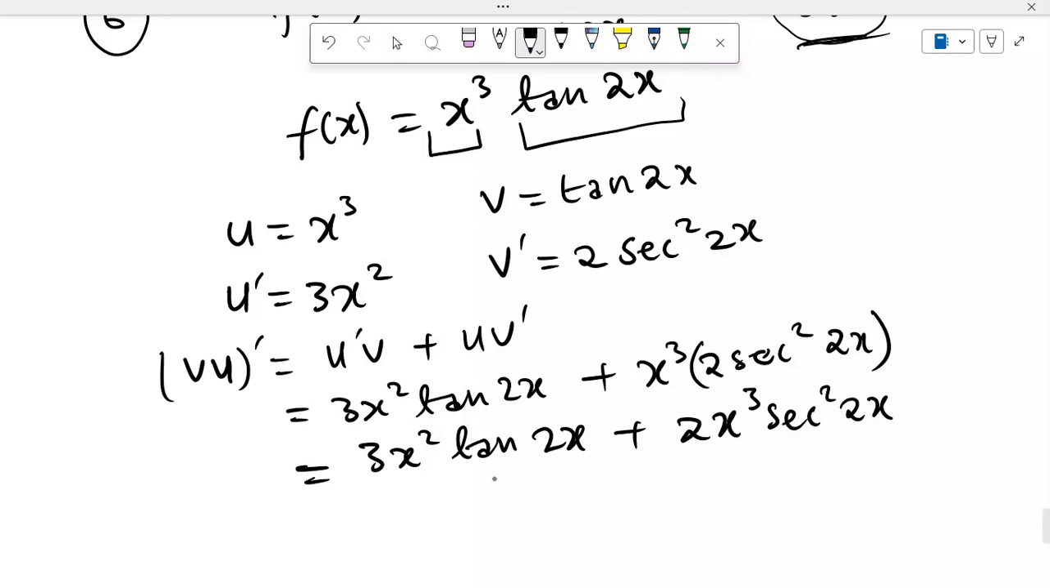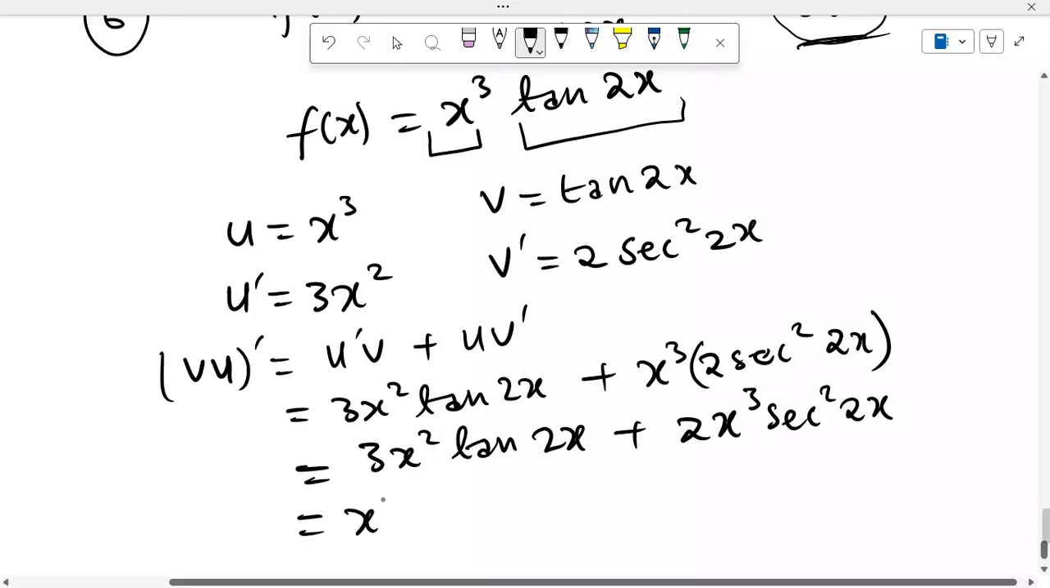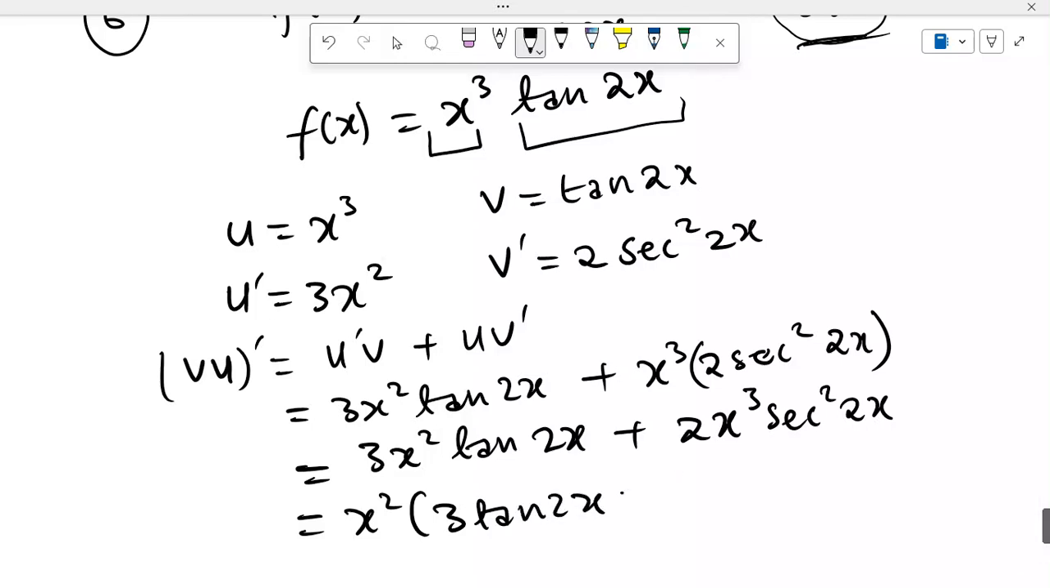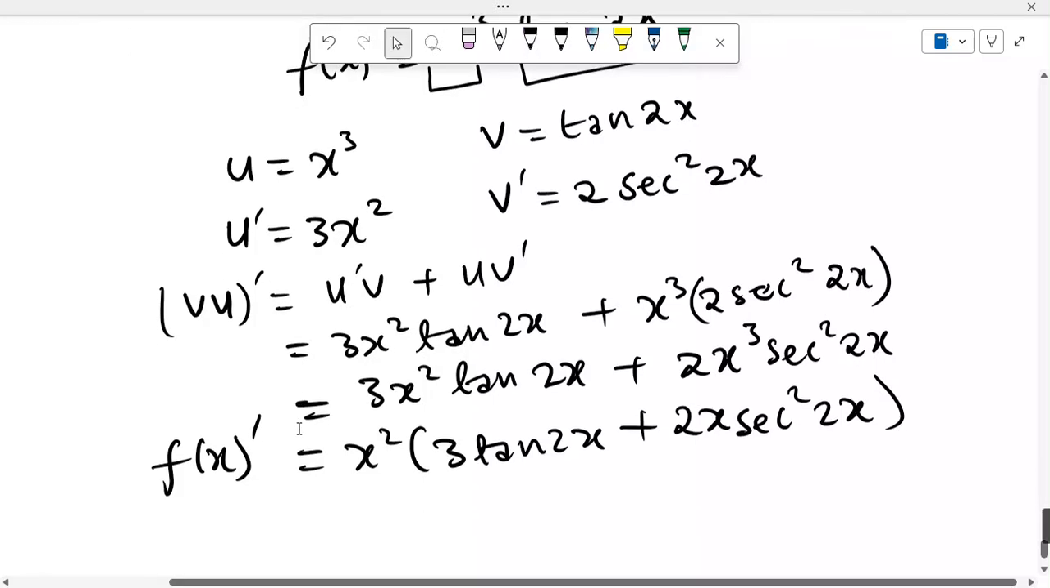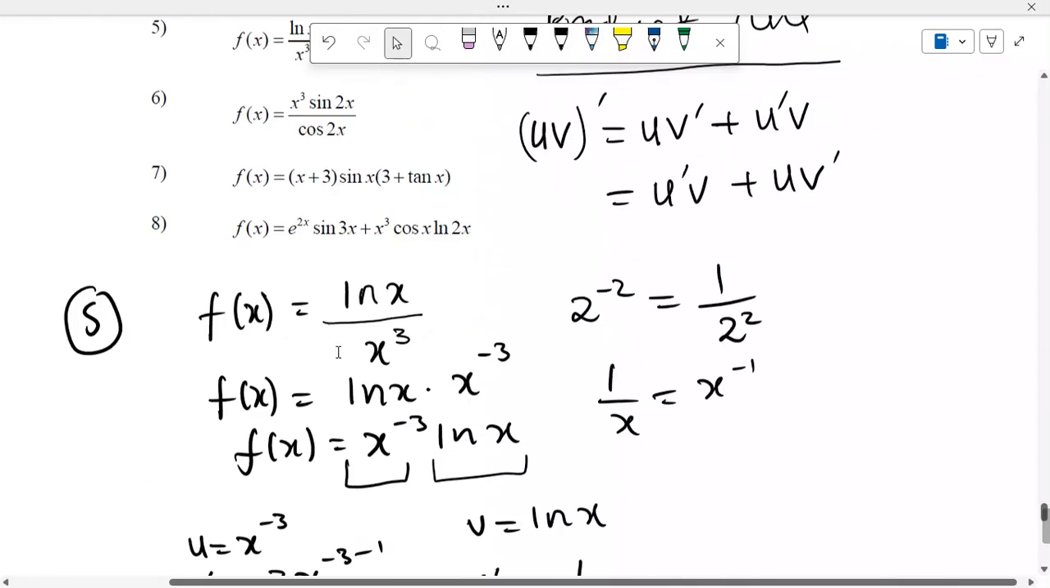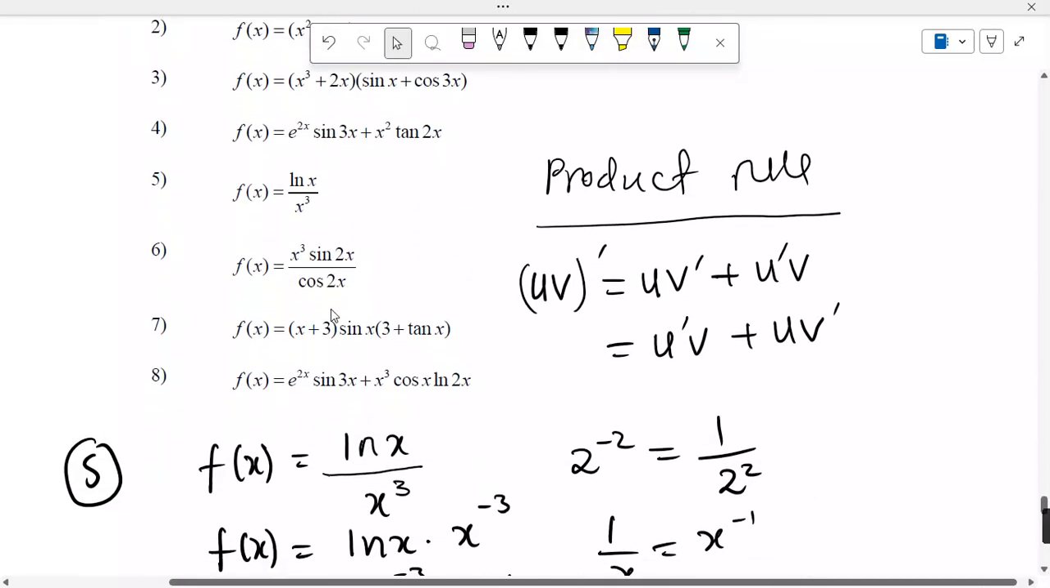Okay, so now we can take out the x squared. So here we have 3 tan 2x plus 2, and here there will be only x since x squared is outside. So this is your f prime of x. That's the derivative. This is number 6. Now we go to 7.